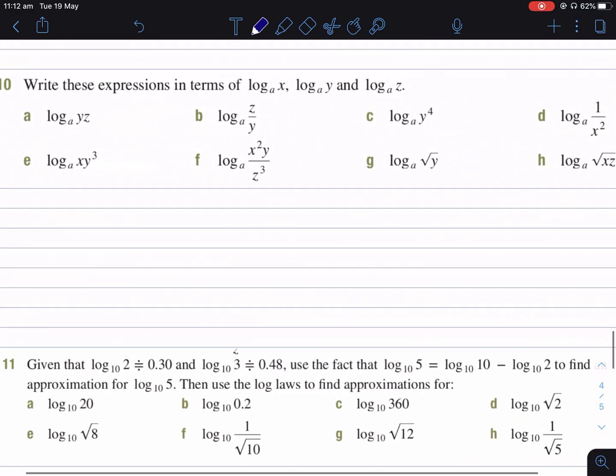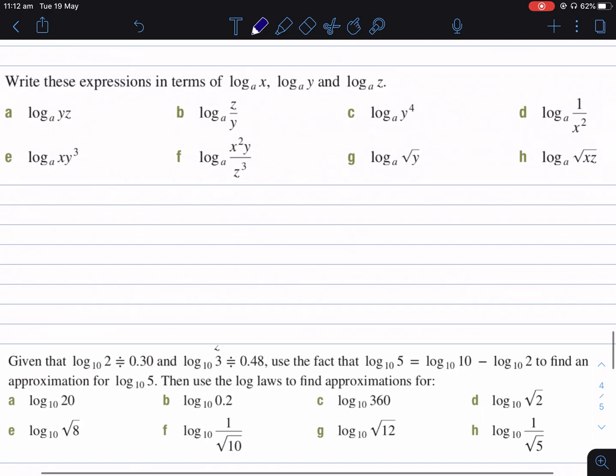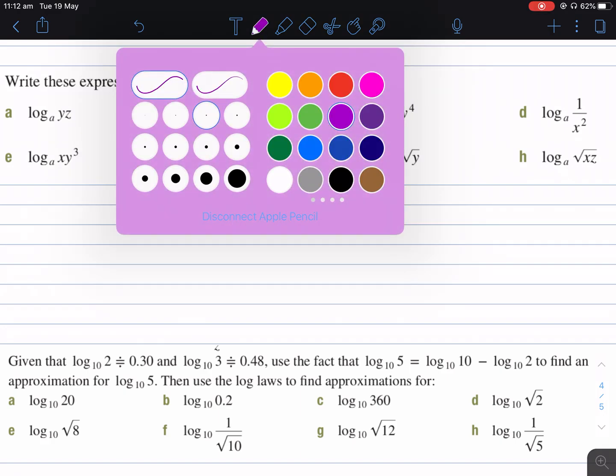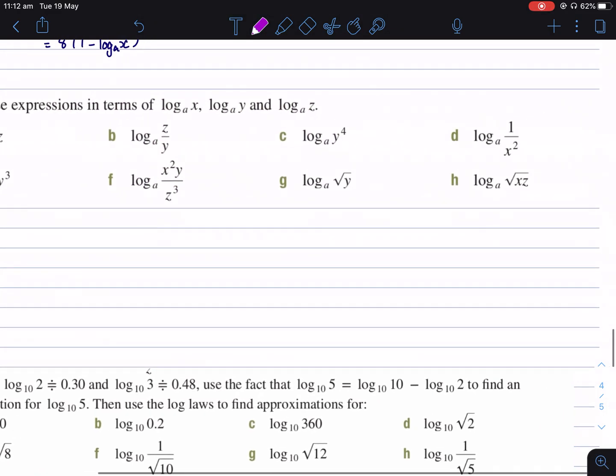Question 10. We're essentially going to separate the x's, the y's, and the z's. Remember the most important rules for this one? Well, we've got 3 rules. Let's write them all down.